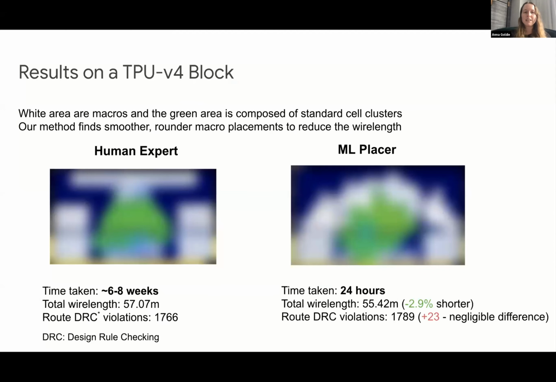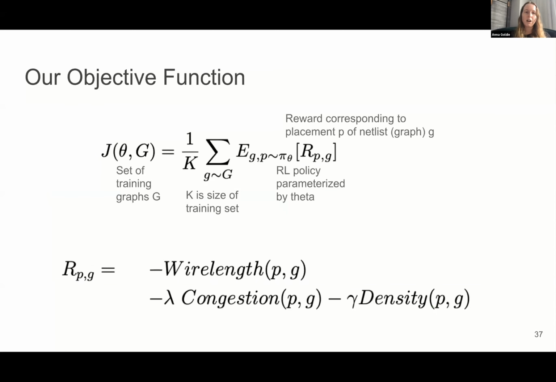And notably, the human expert placement on the left actually took 6 to 8 weeks to generate, and it's not as high of a quality, whereas the placement on the right took only 24 hours. And this result is from about 2 years ago. So actually, we've significantly improved the speed of our methods, and I'll explain a bit more how we did that in the rest of the talk. So just to be a bit more concrete.